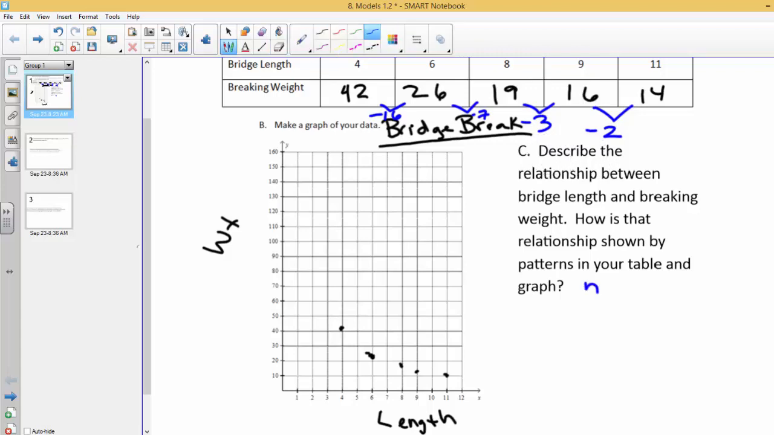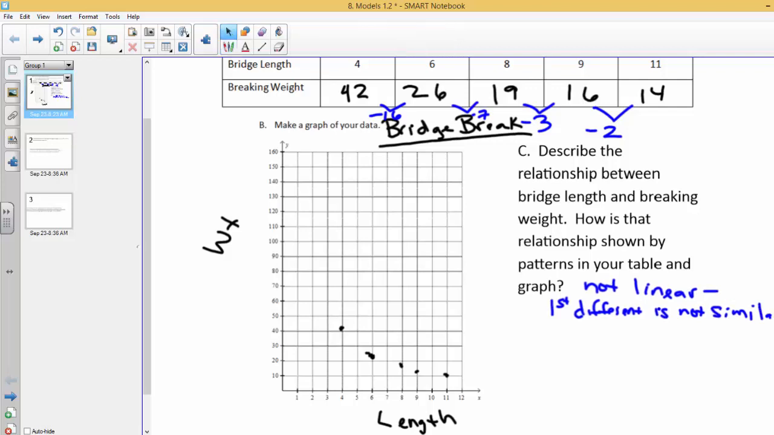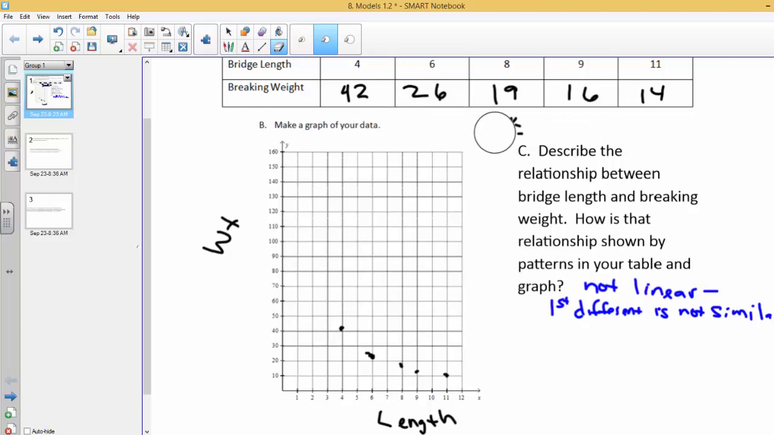So not linear, because the first difference is not similar. So the next thing you're going to see if works is you're going to see if x times y gives you the same number or close to the same number.